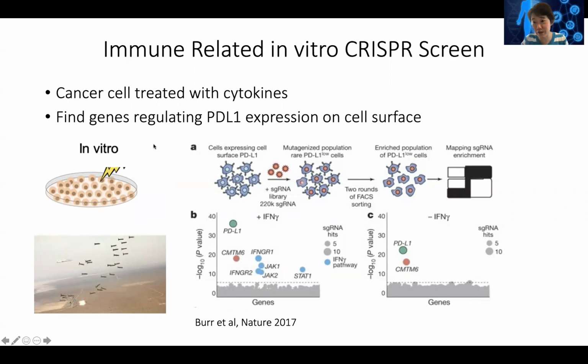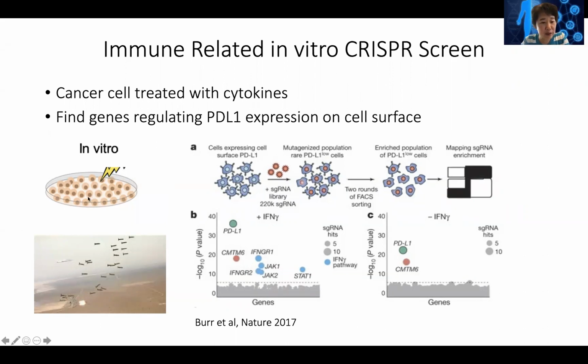cytokine, for example, interferon. If you remember, when the T cells detected cancer cell as being foreign, it secretes interferon cytokine. The cytokine will kill the cancer cells, will also force the cancer cell to increase its antigen presentation to be examined by the T cells. And also very often when you treat the cytokines, the cell surface will also express the PD-L1, which is the molecule that makes T cell drunk.